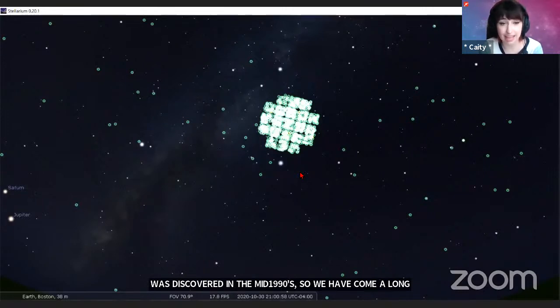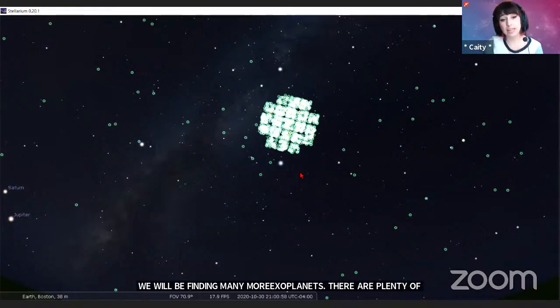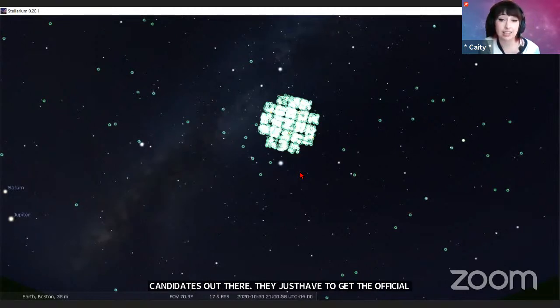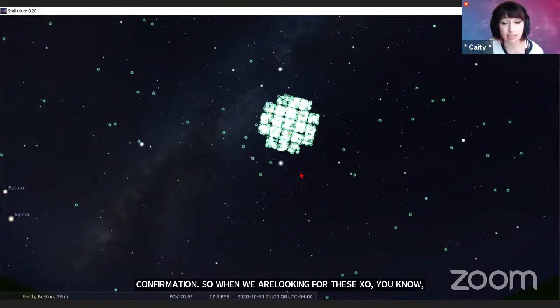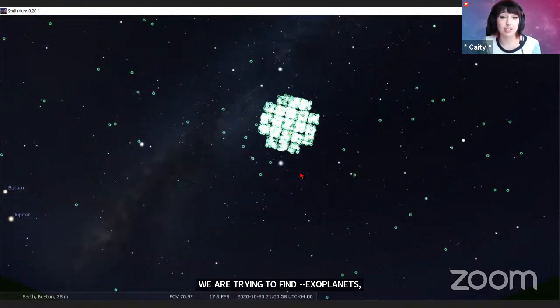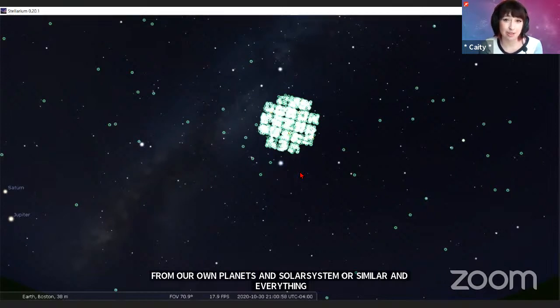There are plenty of candidates out there. They just have to get the official confirmation. When we're looking for these exoplanets, we're trying to find places that either look really different from our own solar system or look really similar, and everything in between. Obviously, planets that are similar in size and composition to the Earth are always very exciting because we are always looking for places where life as we know it could exist.